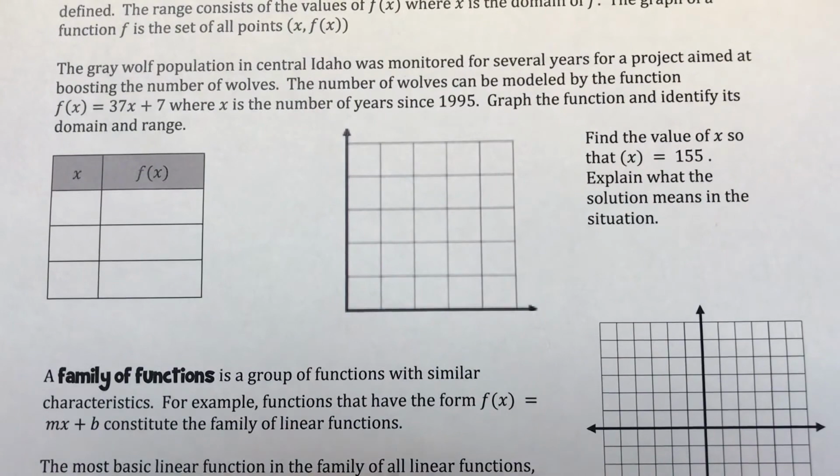Okay, so let's talk about the gray wolf. It says the gray wolf population in central Idaho was monitored for several years for a project aimed at boosting the number of wolves. The number of wolves can be modeled by the function f of x equals 37x plus 7, where x is the number of years since 1995. So it says graph the function and identify its domain and range.